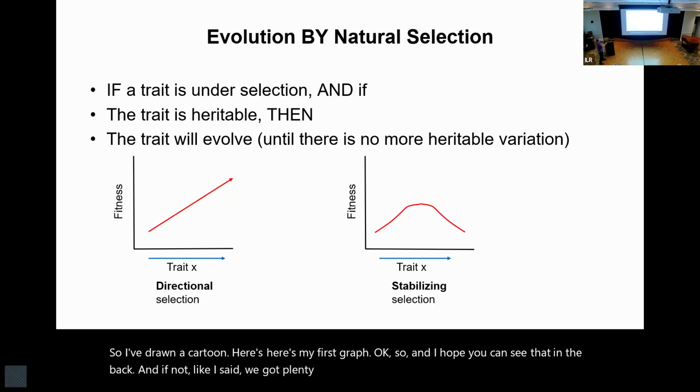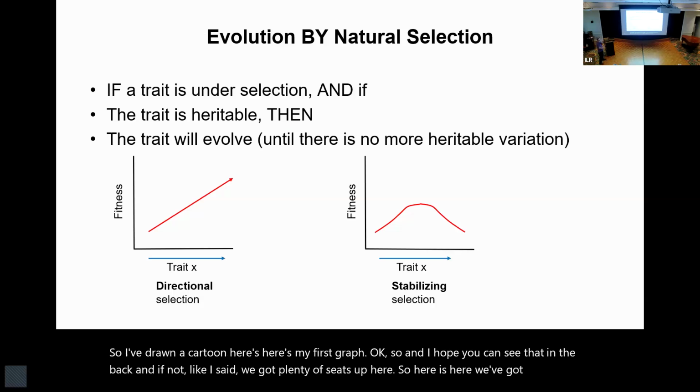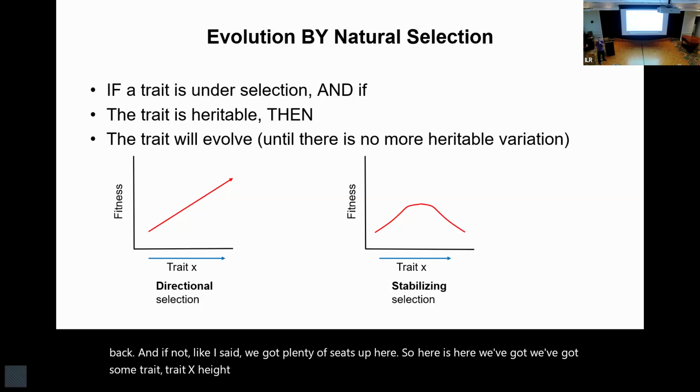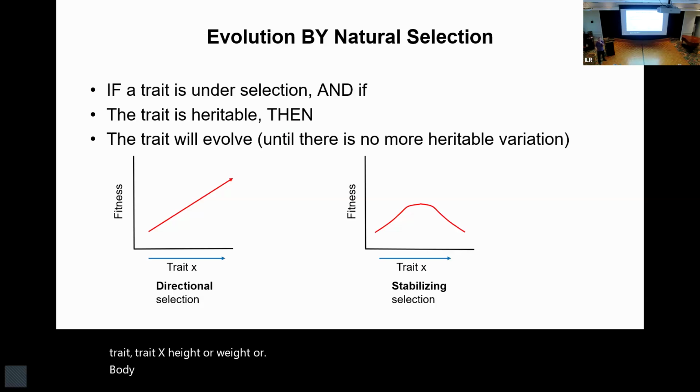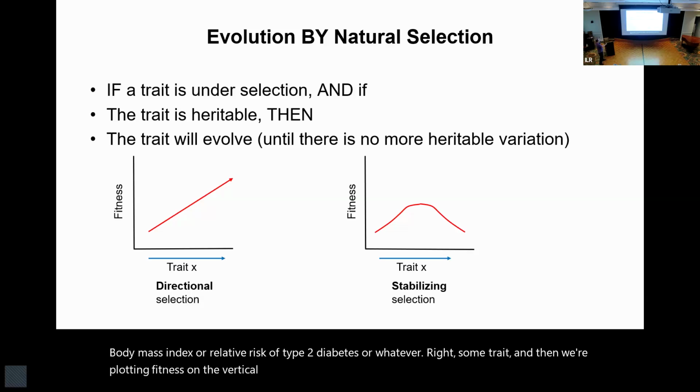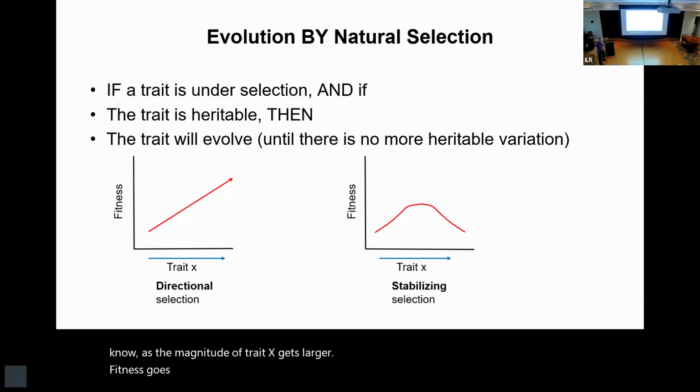And if not, like I said, we got plenty of seats up here. So here we've got some trait X, height or weight or body mass index or relative risk of type 2 diabetes or whatever, right? Some trait. And then we're plotting fitness on the vertical axis. So what I've drawn here is that as the magnitude of trait X gets larger, fitness goes up. So for whatever this trait is, the larger you are, the higher your fitness. So this trait is under directional selection.